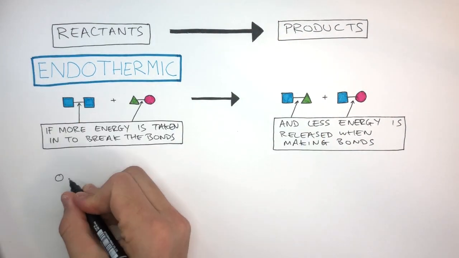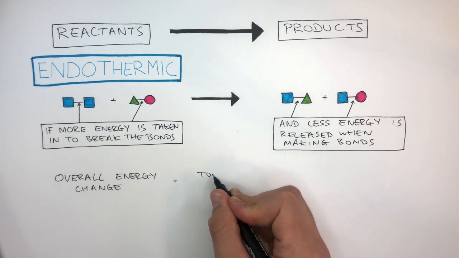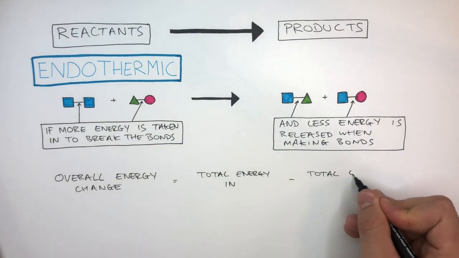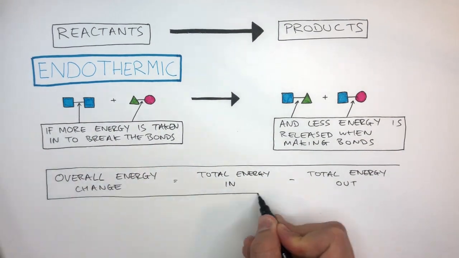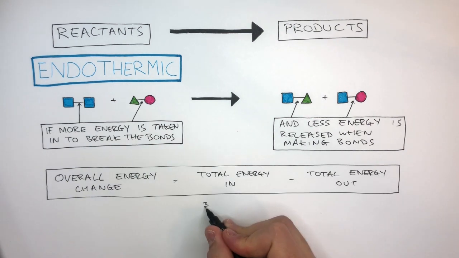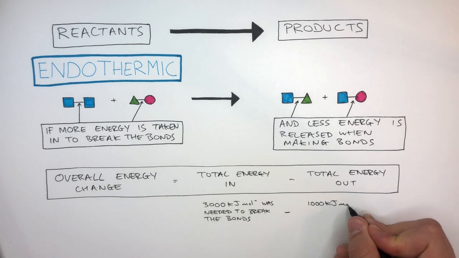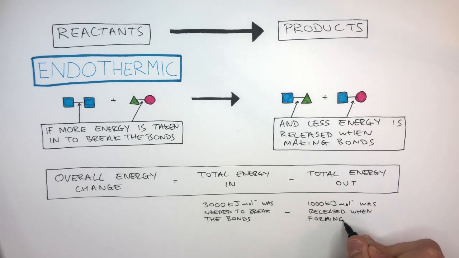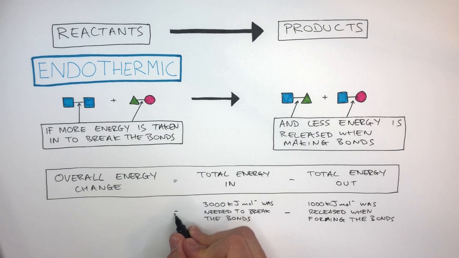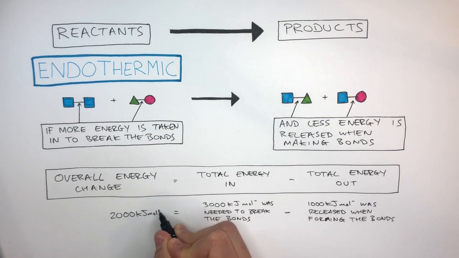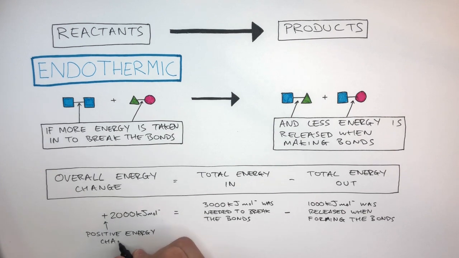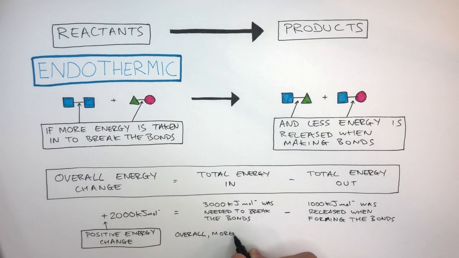Let's use the same equation. Overall energy change equals total energy in, take away total energy out, to understand this in more detail. Well, for example, if 3000 kilojoules per mole was needed to break the bonds and 1000 kilojoules per mole was released when forming the bonds, the overall energy change would be 2000 kilojoules per mole. This is a positive energy change as the products have more energy stored compared to the reactants. So overall, more energy was taken in than released, so it's endothermic.